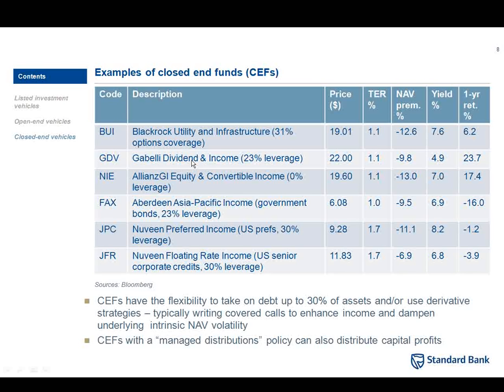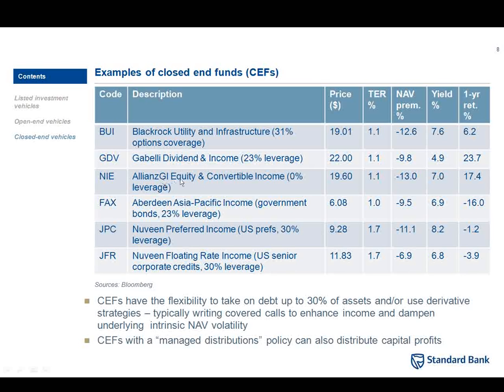So this Gabelli dividend income, that's an equity one. It doesn't use any options strategy, but it does have 23% leverage. And as you can see, quite a nice NAV discount, almost 10%. Certainly that leverage has helped. That's a much higher than average yield for an equity fund, and it's given you a good return, in fact it's beaten the benchmark. So that looks like a fairly good one.